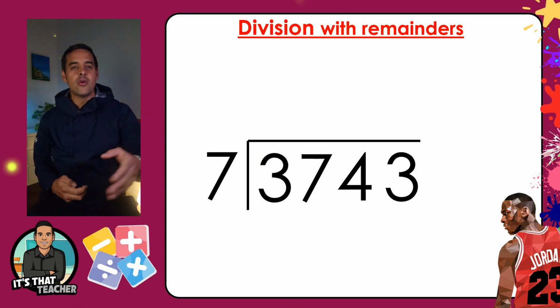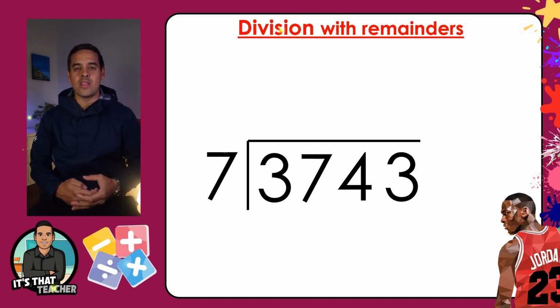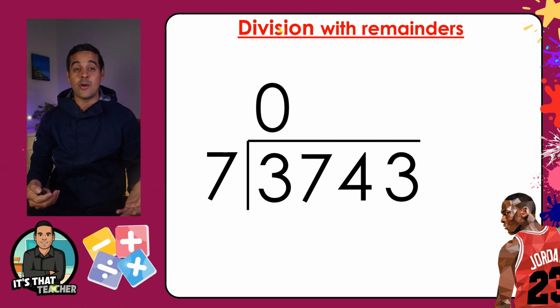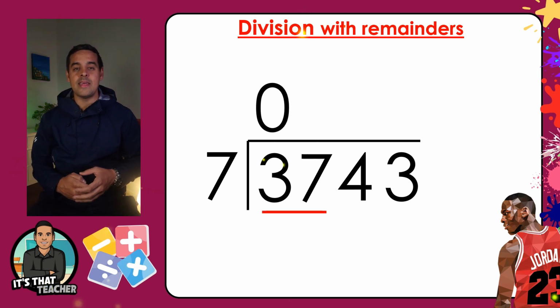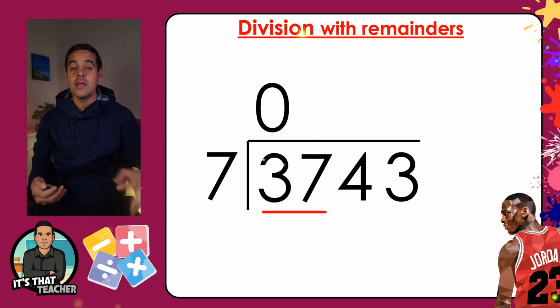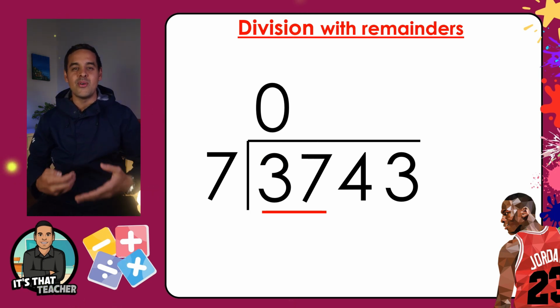So in the question, 3,743 divided by 7. We need to see how many 7s can fit into that 3. The answer would be 0. So we combine the number here. You put a 0 up top there, and you combine the number, which is now 37. It's no longer 3. We couldn't use that. We have to combine it to 37.